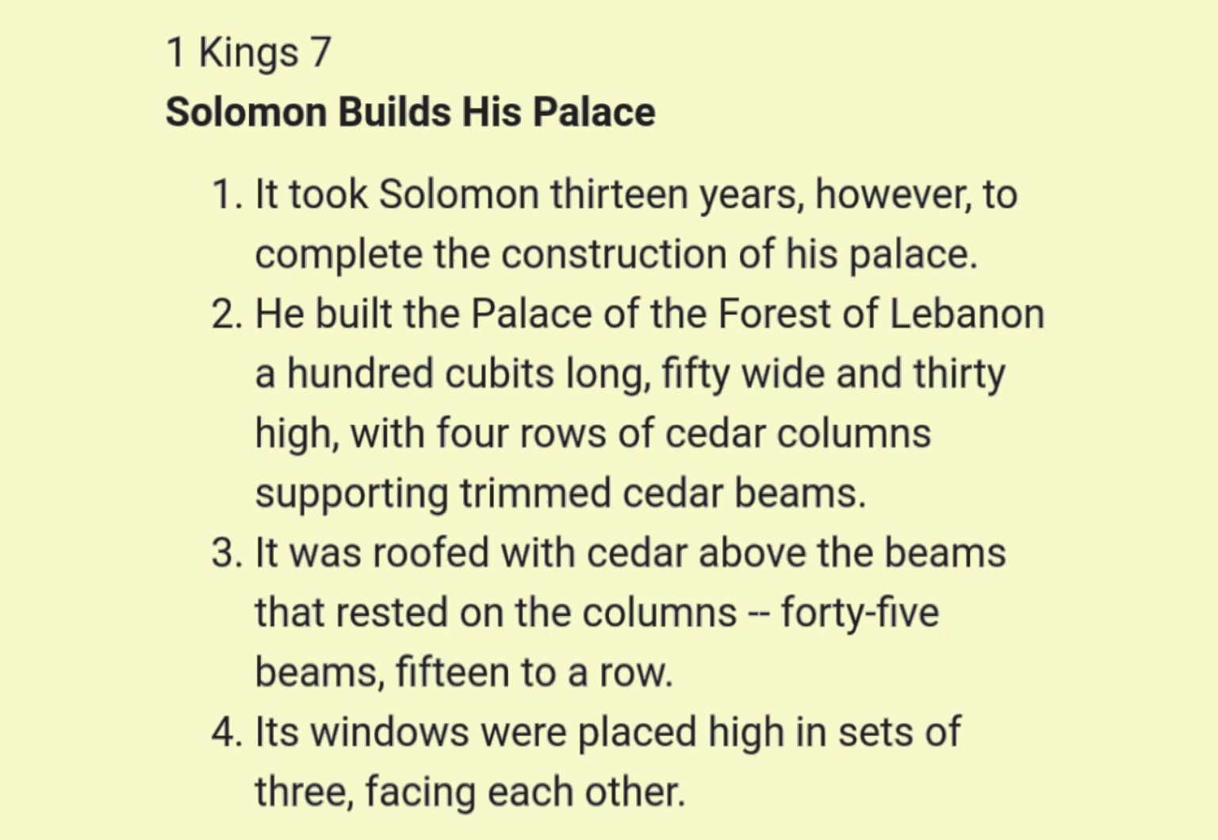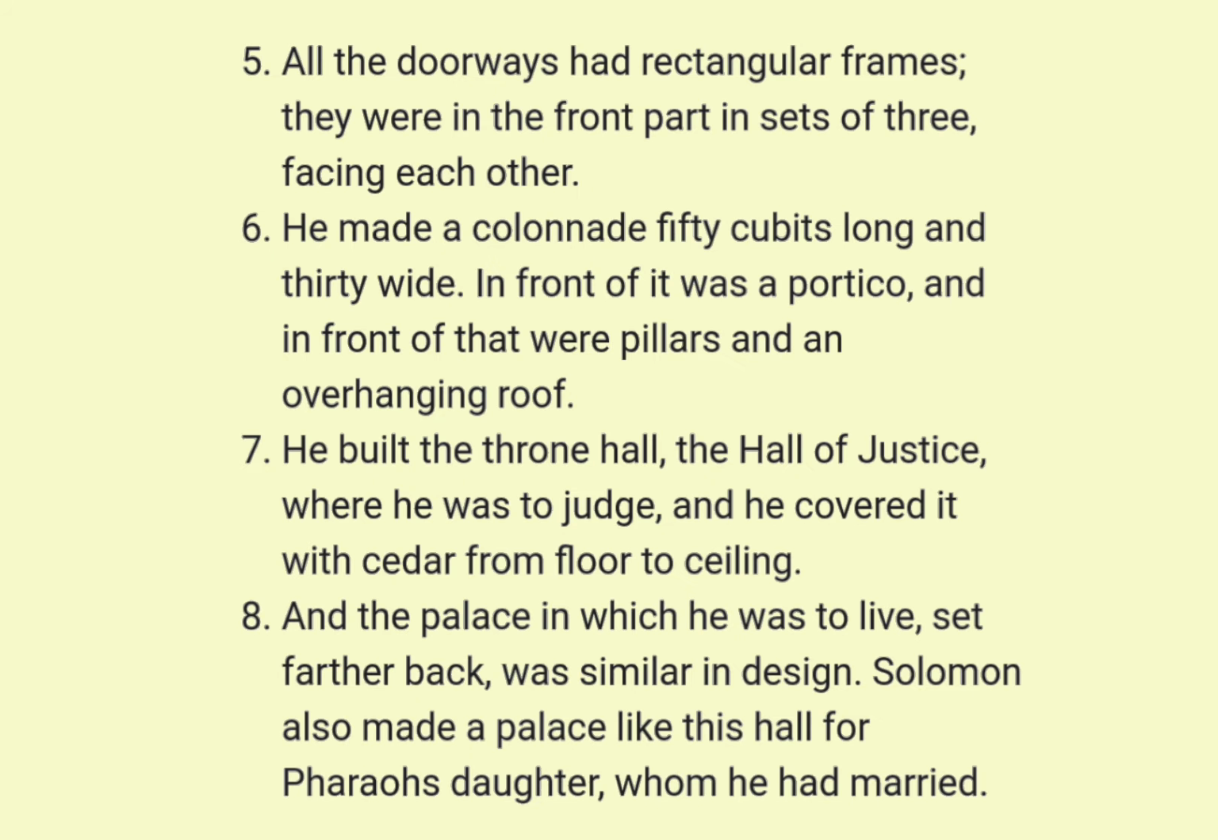Its windows were placed high in sets of 3, facing each other. All the doorways had rectangular frames. They were in the front part in sets of 3, facing each other. He made a colonnade 50 cubits long and 30 wide. In front of it was a portico, and in front of that were pillars and an overhanging roof.